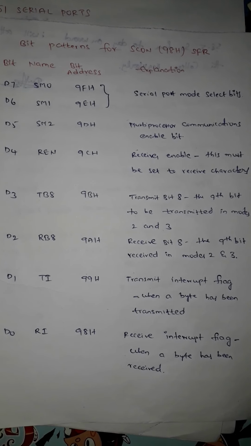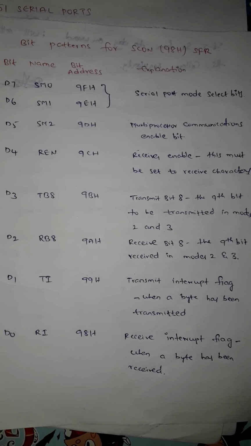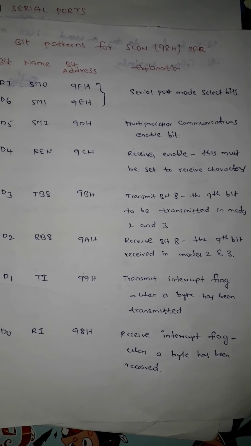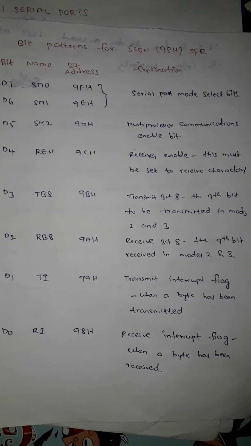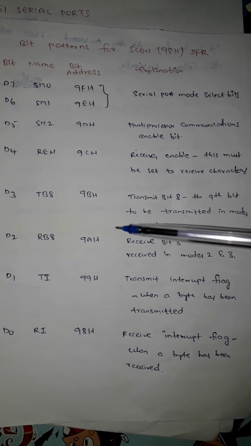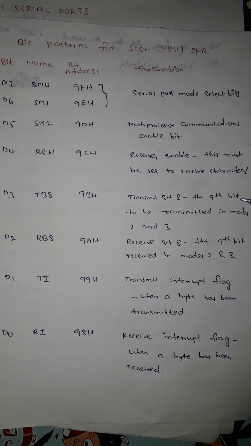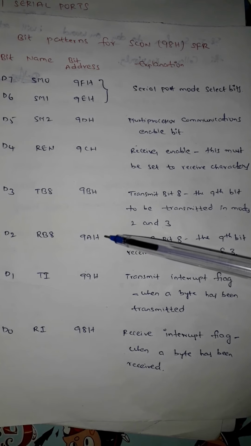So modes 2 and 3 are the 9-bit UART modes, where an additional bit is used. This additional 9th bit is transmitted through the TB8. So the additional bit that you want to transmit is stored in the TB8, and the additional 9th bit that is received is stored into the RB8 in the SCON register.